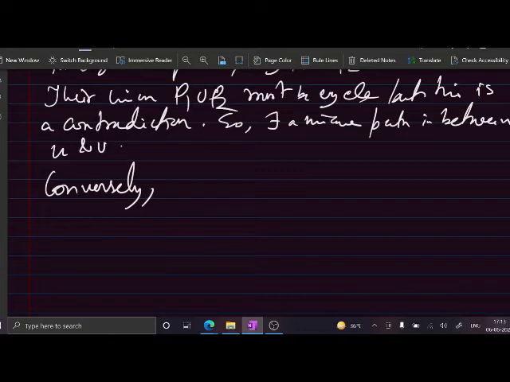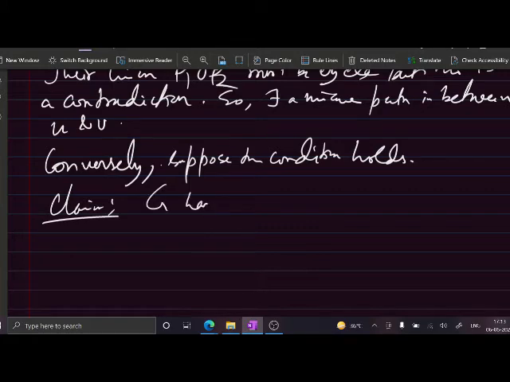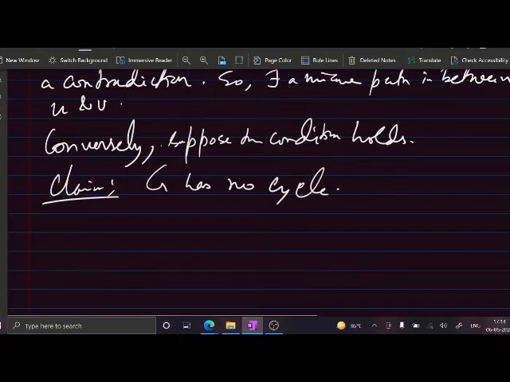Okay, conversely, suppose the condition holds. Our claim is that G has no cycle, because through the condition you can always say that G is connected, because any two vertices will be connected through a unique path in between u and v. So therefore G is connected, so you need to show that G has no cycle.